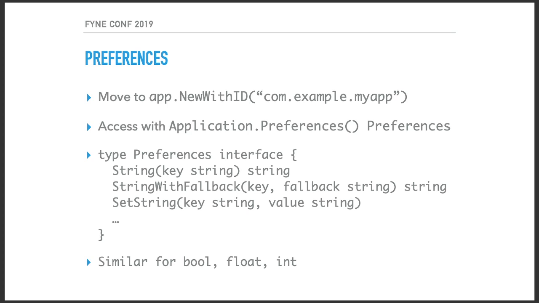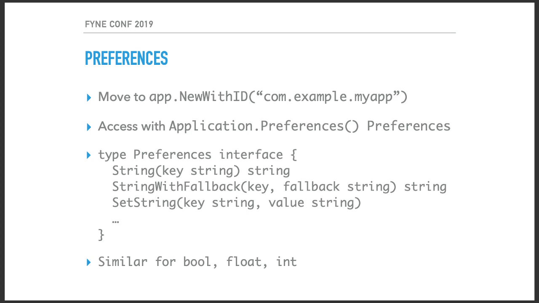This functionality is made available through the Preferences function of the application interface, which everybody who has built a Fyne app before will have used. It's the very first line of code to create your application, and the preferences are available right away.